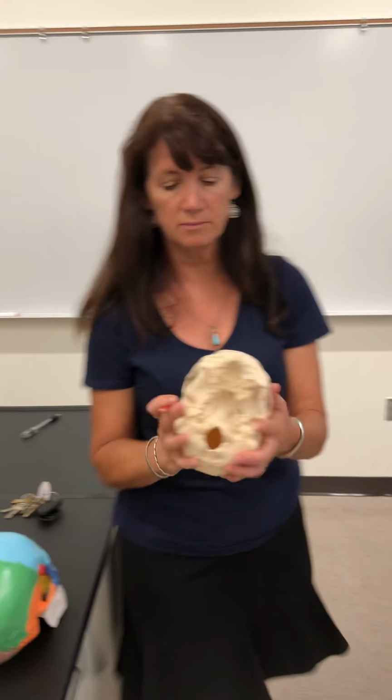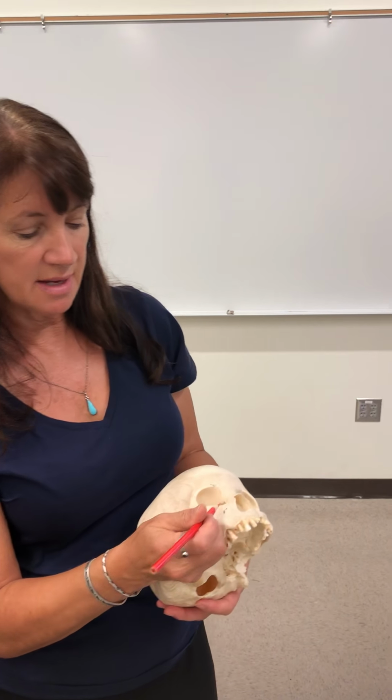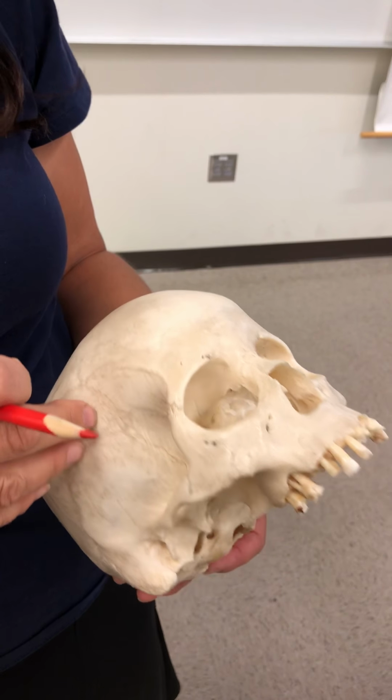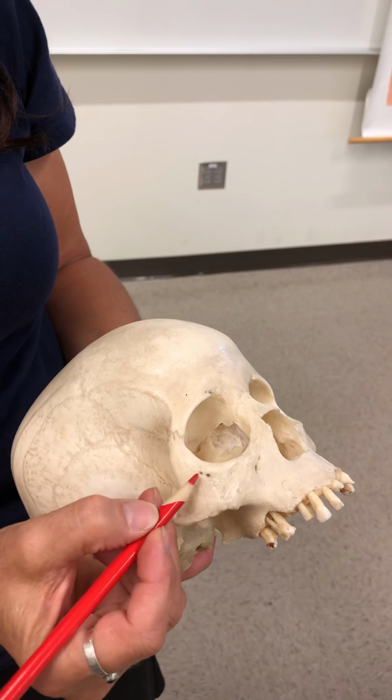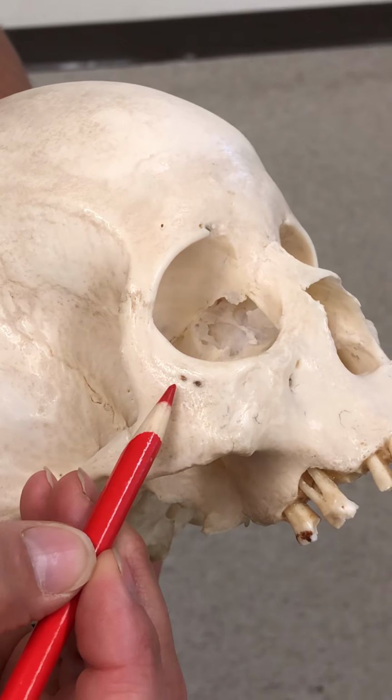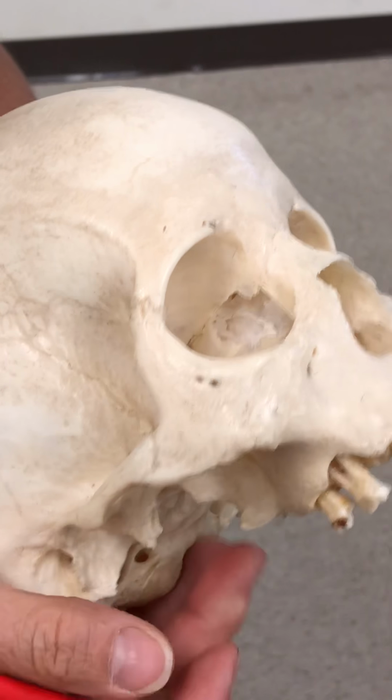I'm going to switch to this one again. On your zygomatic bone, you have little holes. This is a real skull. This person happened to have two of them. And those are called the zygomaticofacial foramen. And you can see both of those holes there.